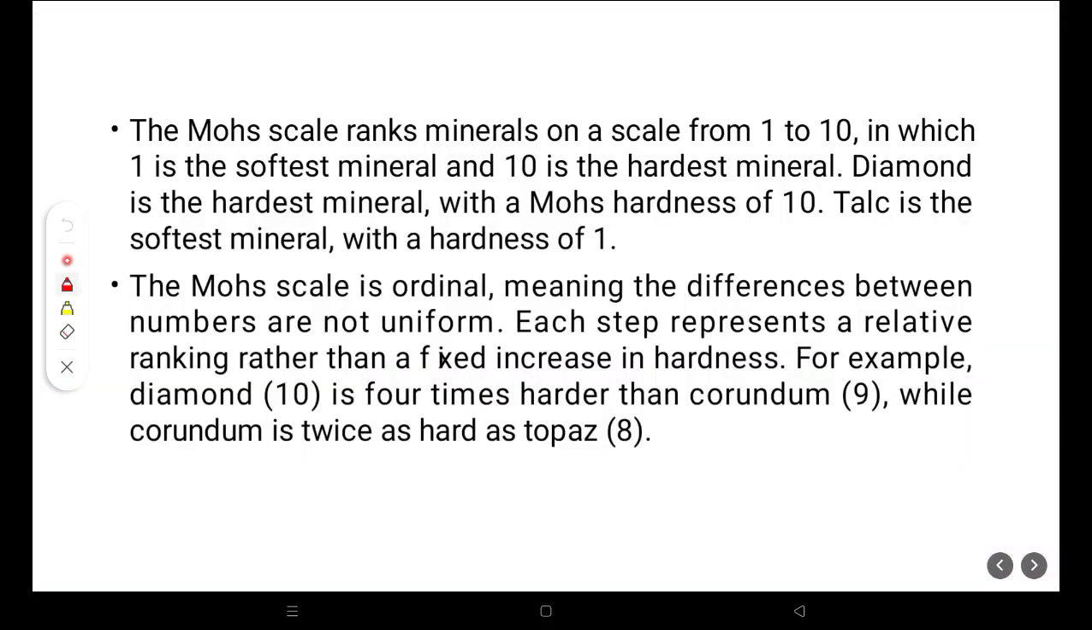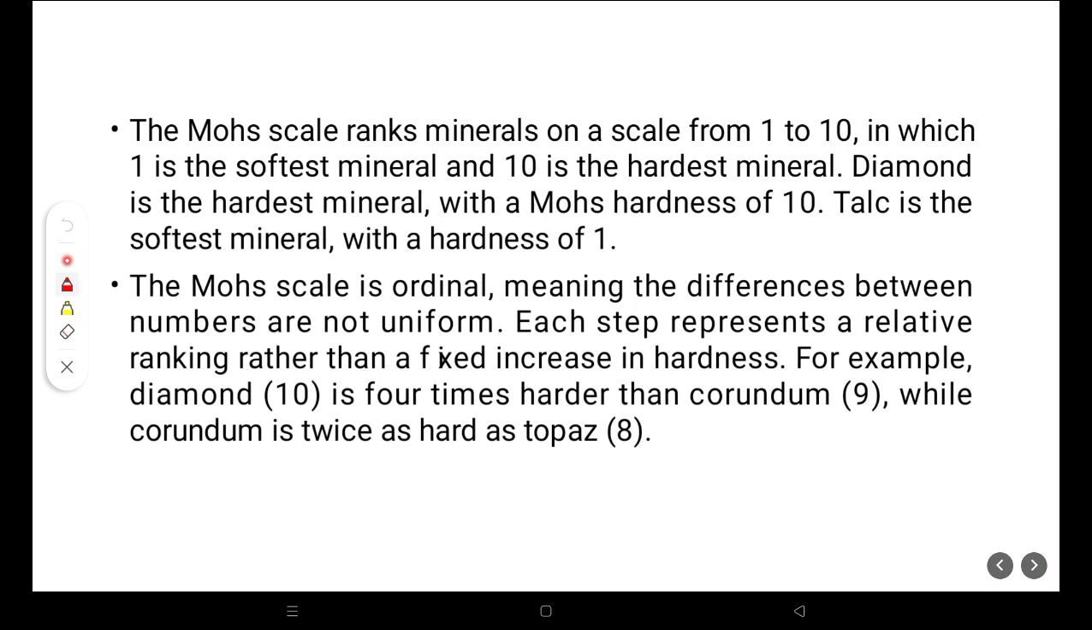So next, the Mohs scale ranks minerals on a scale from 1 to 10, in which 1 is the softest mineral and 10 is the hardest. Diamond is the hardest mineral with Mohs hardness of 10, talc is the softest mineral. And as I have already told, it is an ordinal scale, and each step represents a relative ranking rather than fixed increased hardness. So this is a ranking, not a fixed scale of hardness, so we should know this. For example, diamond is 4 times harder than corundum, while corundum is twice as hard as topaz.